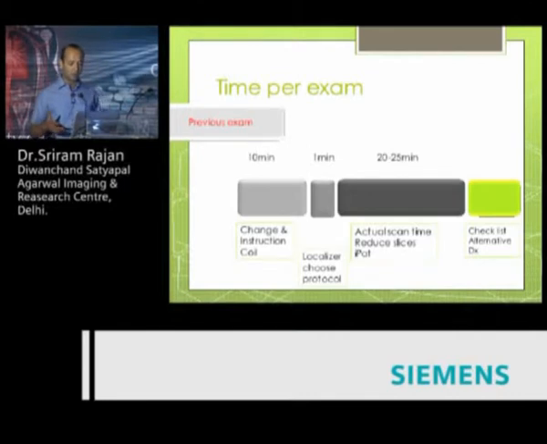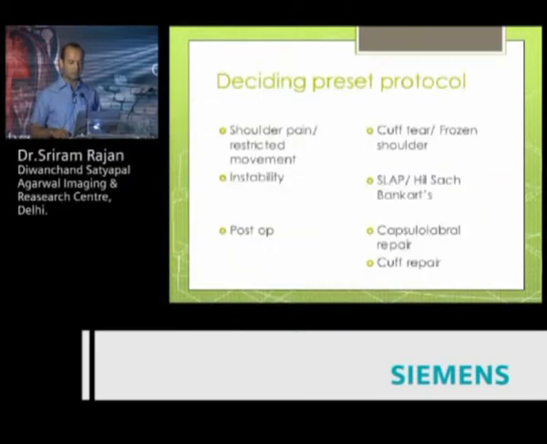The ways to improve it is, of course, that you prepare the patient before the examination, check that everything is ready, check the coil is ready. You go in for the localizer, choose the protocol. There's actual scan time. You try to reduce it by reducing the number of slices so that exactly the amount of the anatomy is picked in. You use iPad. Finally, in your reporting, you look at your checklist. You look at alternative diagnosis. And you try to find out what is the exact cause of the patient's symptoms.